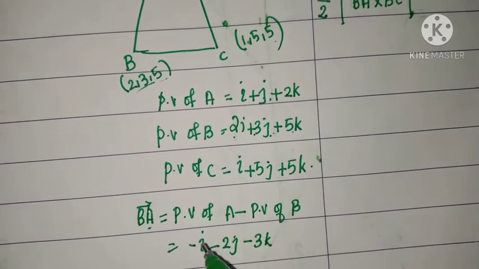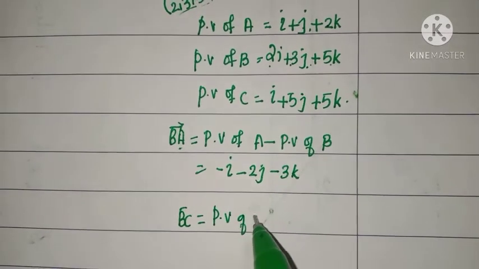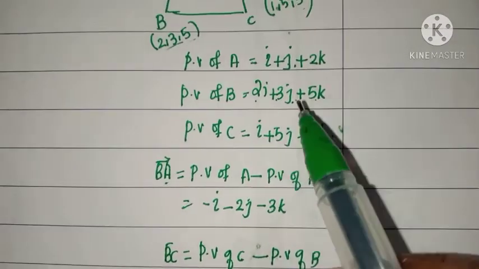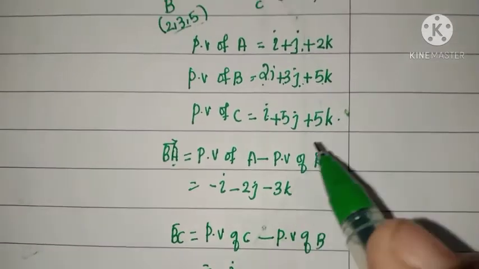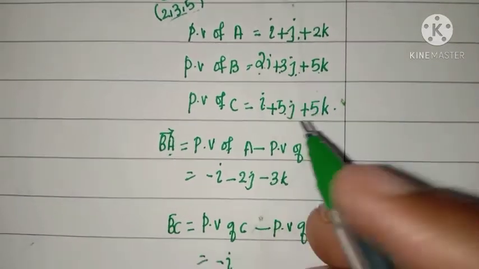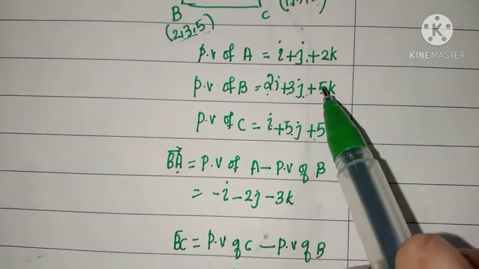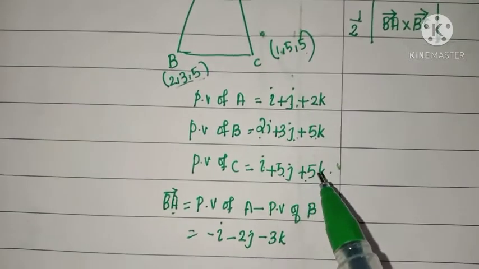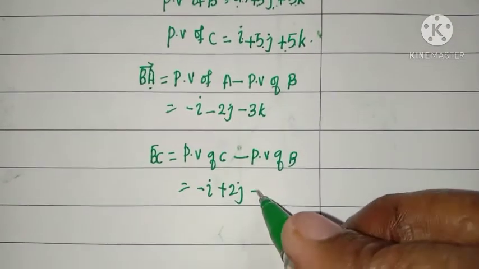Now find vector BC. So vector BC is position vector of C minus position vector of B. So just subtract: 1 minus 2 is minus 1i; 5j minus 3j is plus 2j; 5k minus 5k, it is 0k.